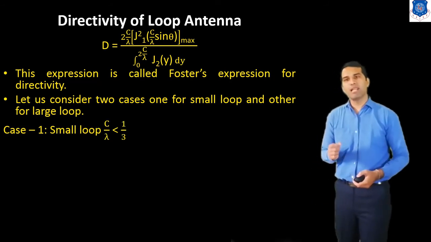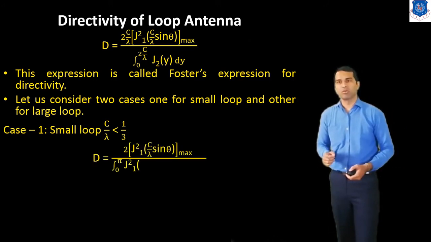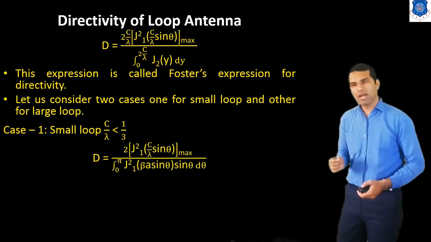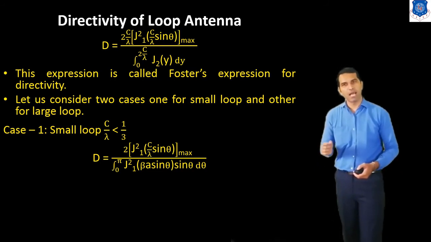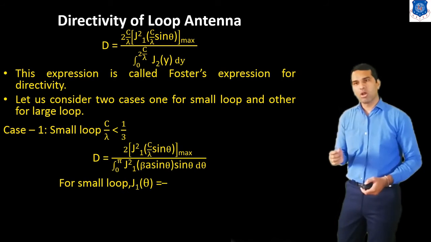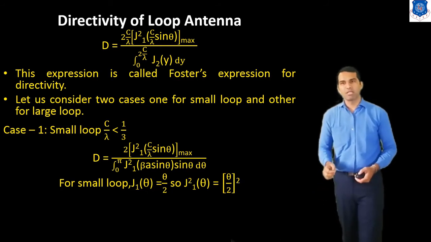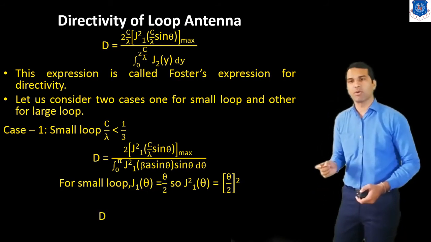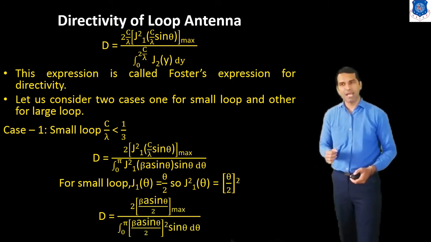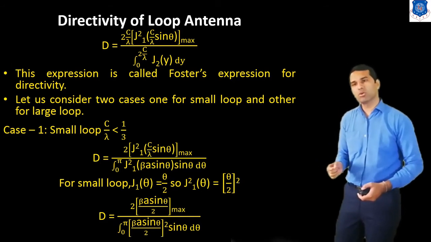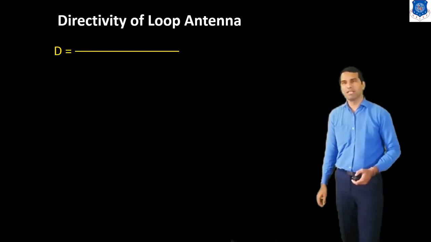So for the small loop, c by lambda is less than 1 by 3. So the equation becomes D is equal to 2 J1 square c by lambda sin theta maximum, 0 to pi J1 square beta a sin theta into sin theta d theta. For the small loop, J1 theta is equal to theta by 2. So we can write that J1 square theta is equal to theta by 2 whole square. So the directivity equation becomes D is equal to 2 beta a sin theta by 2, maximum value, 0 to pi beta a sin theta by 2 square sin theta into d theta.